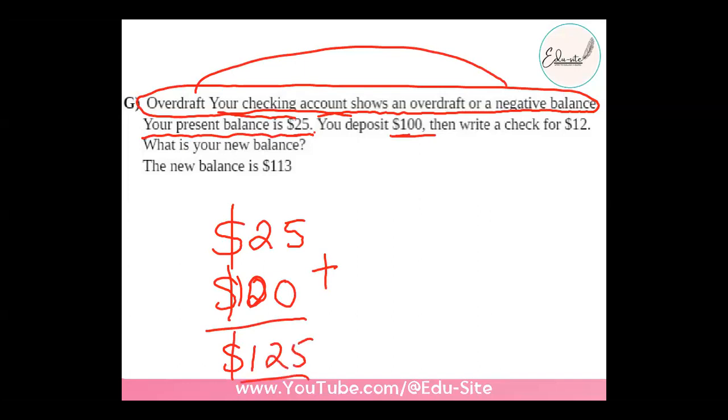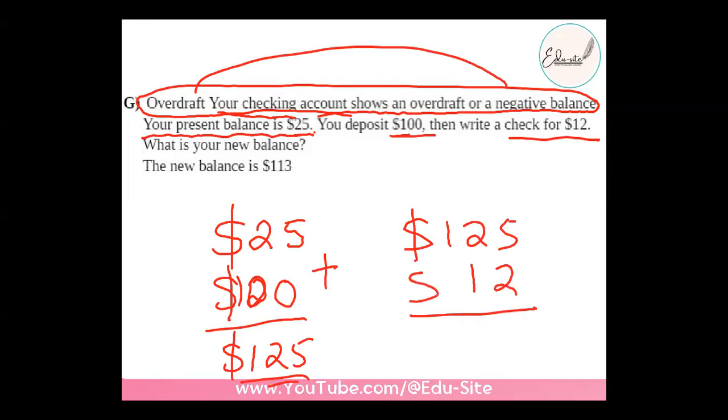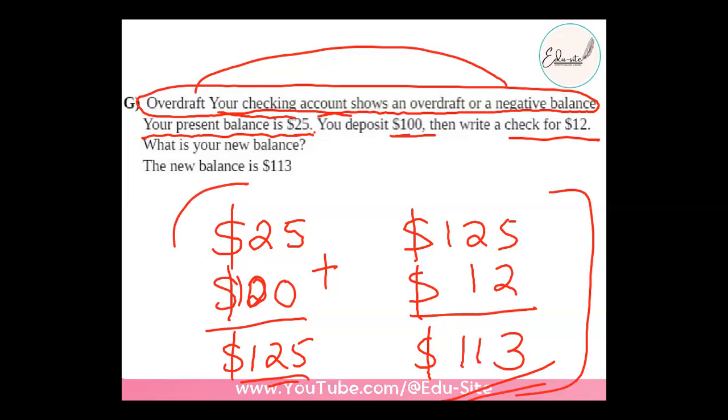Then you write a check for $12. Check means what are you going to do? You're going to reduce something from that, right? From 125, what are you going to reduce? 12. Then what does it become? It becomes 113 as a balance in your account. Fine? Yes. So this is how you actually did it. This is how we feel it can be.